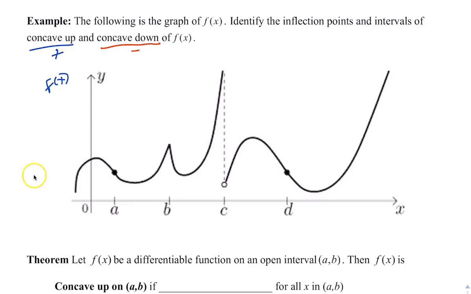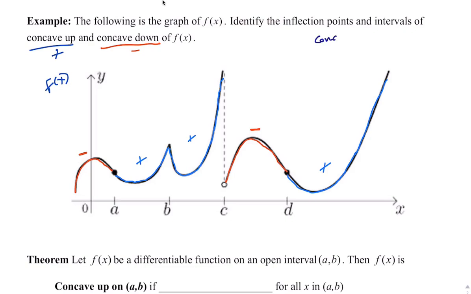Alright, so let's look at the graph. This one is opening down, so let's say it's concave down. Then we have opening up, opening up, and opening down, so another concave down. So let's put minus and minus. Let's do the concave up ones now. From here to here is opening up, plus, and from here to here, opening up, plus, and then from here to here, opening up, plus.